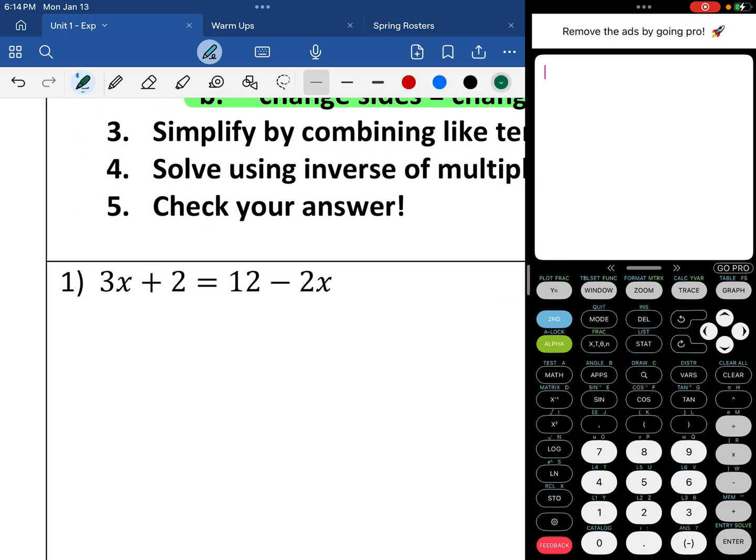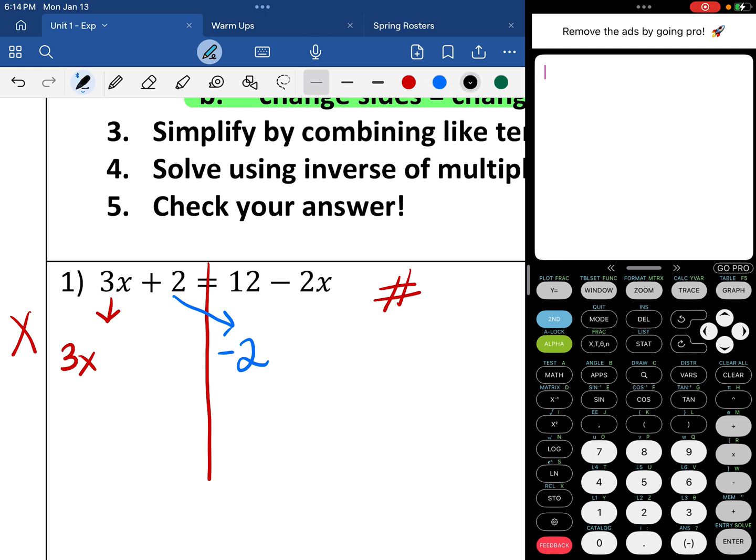So number 1, do we have any parentheses? No, we don't. So step 1, we're going to go ahead and split. Our x's go on the left. Our numbers go over here on the right. 3x, well, it's already on the left side, so it's going to come straight down. Then I get to the 2. Well, it's a number. It doesn't have a variable, so it's going to go to the other side. But when it switches sides, we got to change signs.